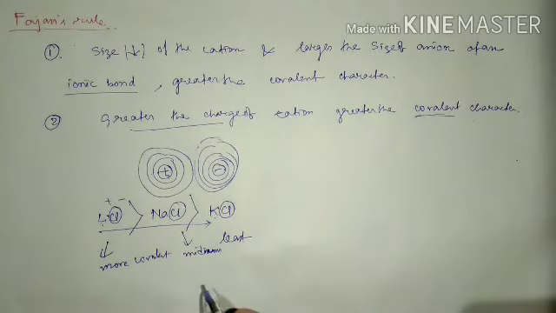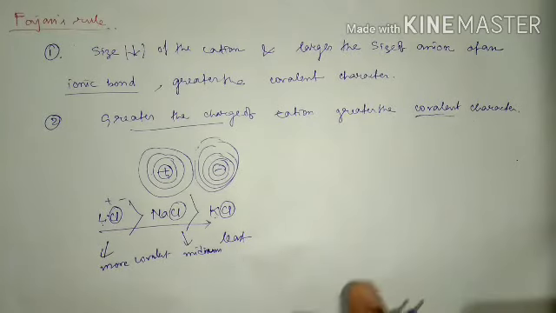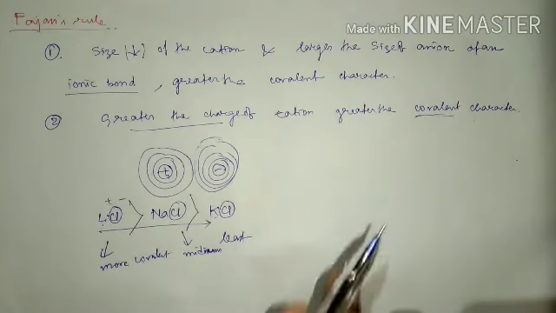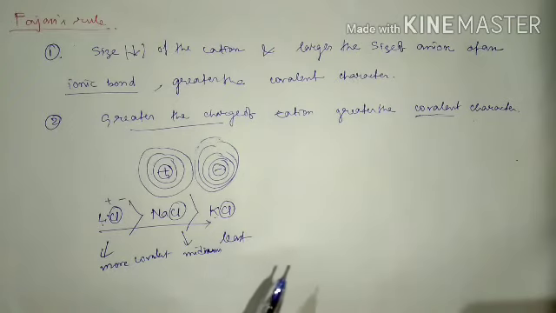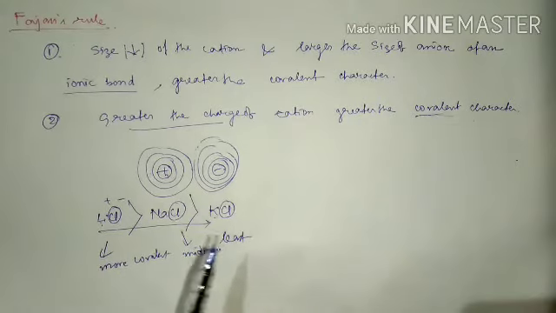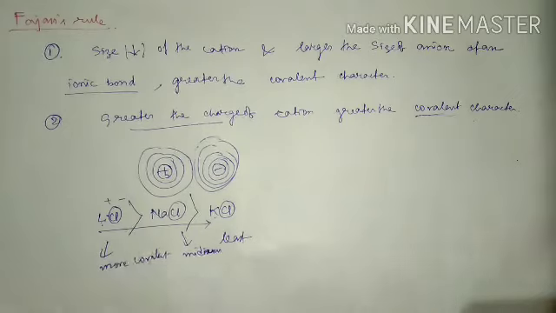So this is the concept of Fajan's rule. Let's explain another topic. Up to this point we have discussed covalent, ionic and coordination bonds. So let's discuss VSEPR theory.